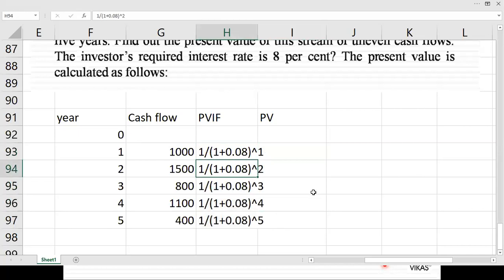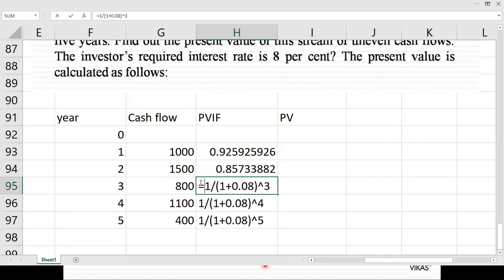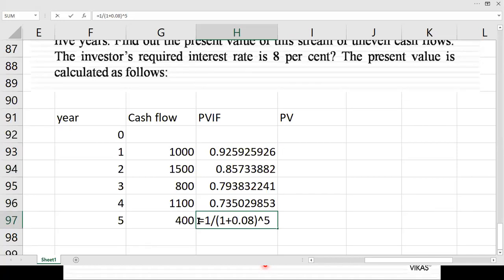Right? Clear? Clear? Don't be silent. When I ask questions, please tell your comments. If you are not clear, say not clear, right? And then we just put the equal sign, and we will get the present value interest factor, right?